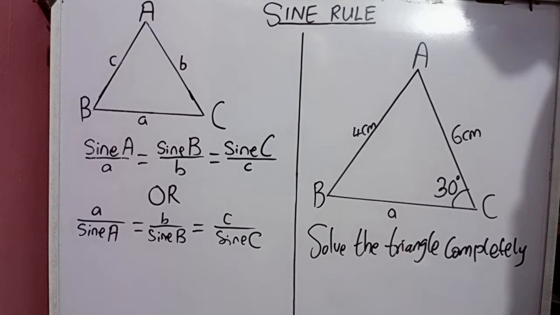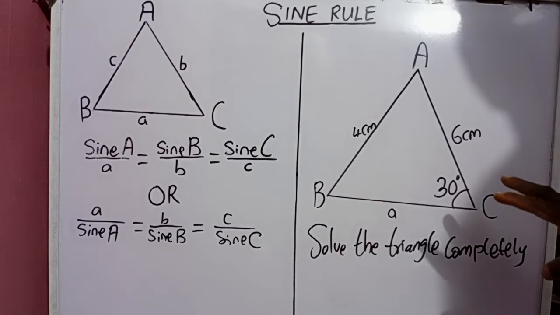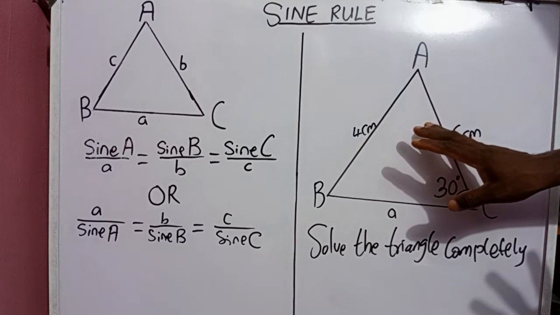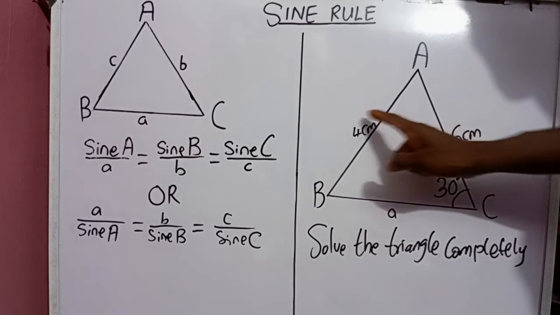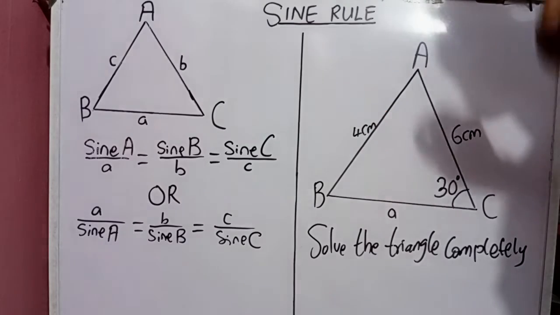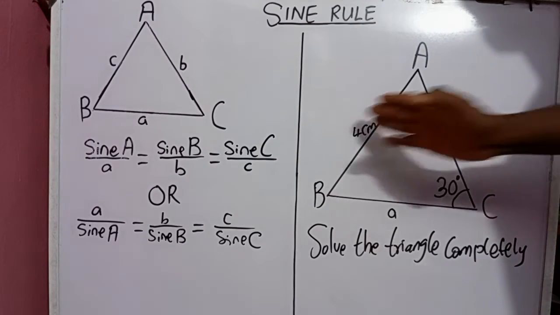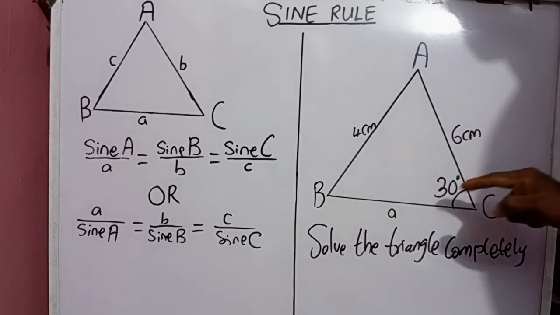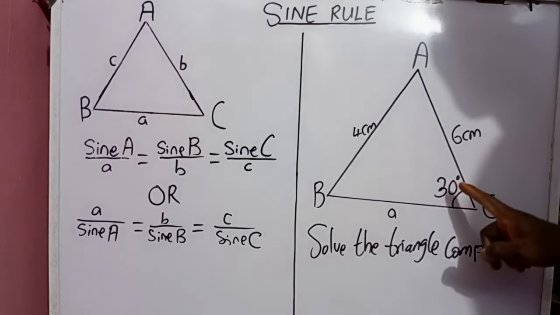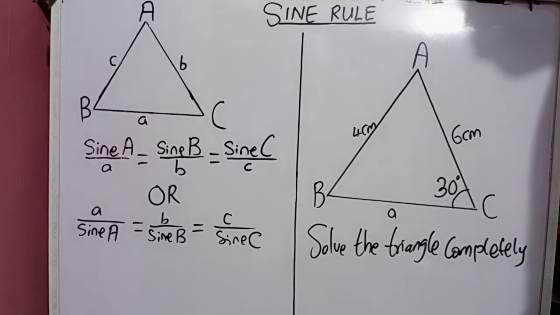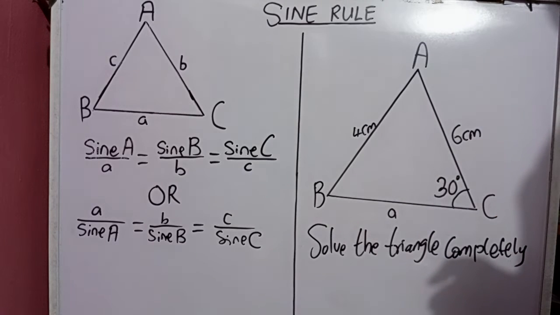And what are the conditions for which we can make use of sine rule? One of them is captured in this particular question. That is to say, two sides of the triangle must be given and one angle corresponding to one of the given sides. Once two sides are given in that particular triangle and an angle is given which corresponds to one of the given sides, then we can make use of sine rule. Otherwise, we'll be talking about cosine rule.